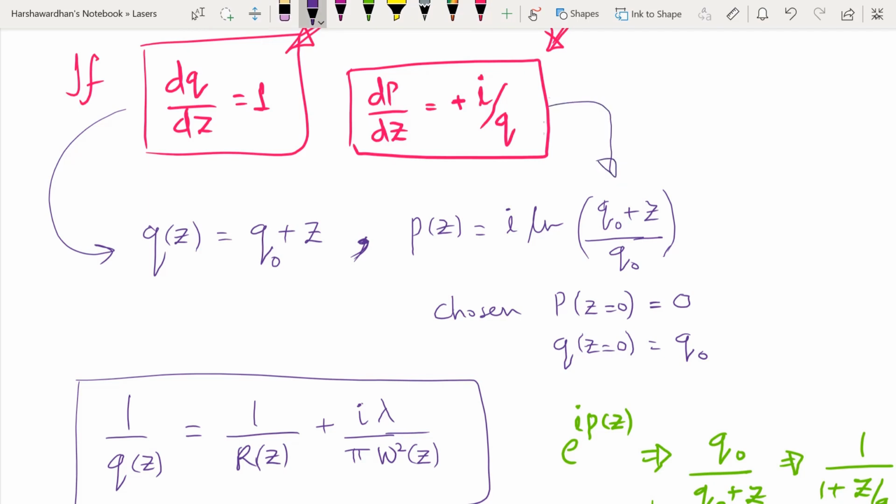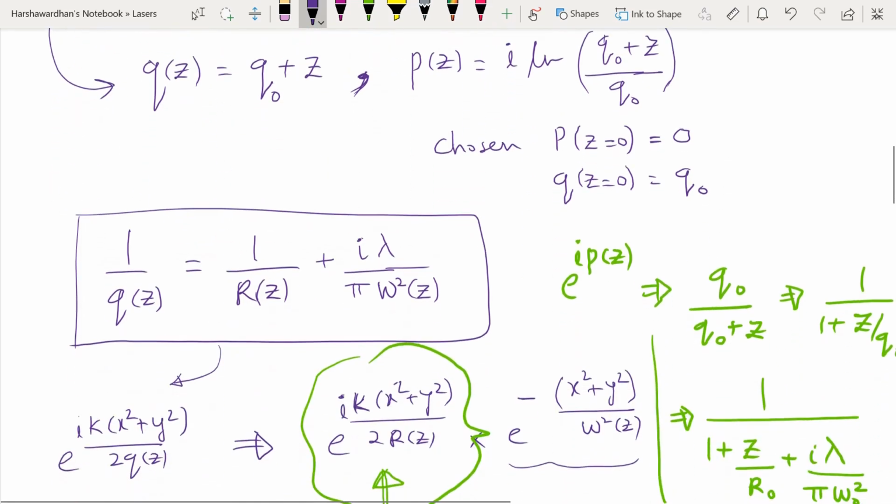Because after all, q itself is a linear function of z, so I would get this log here. I have chosen z equal to 0 to be a special position. At z equal to 0, I have chosen that q equals q naught, and that log of 1, which is basically p at z equal to 0, is 0. This is my choice, without any loss of generality, right?